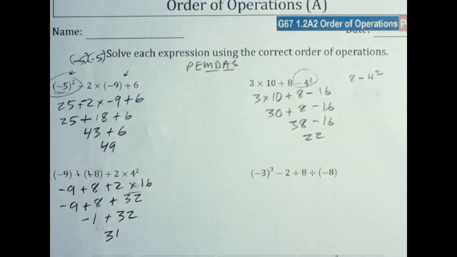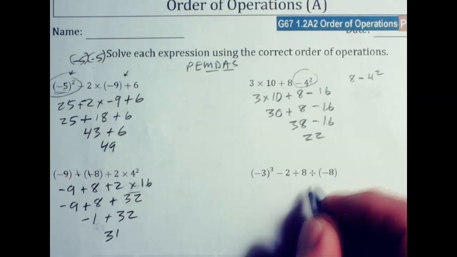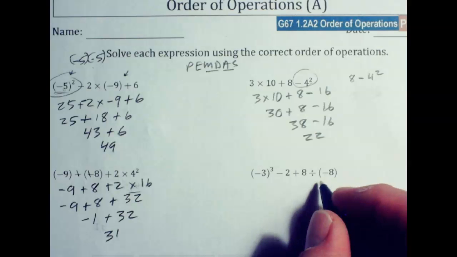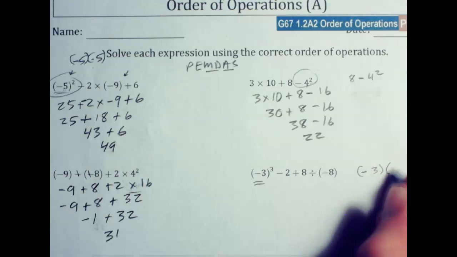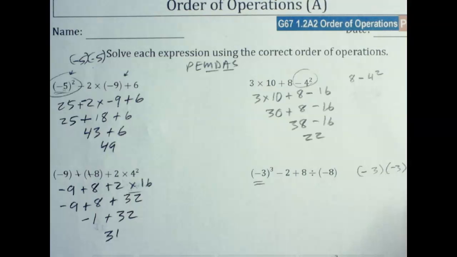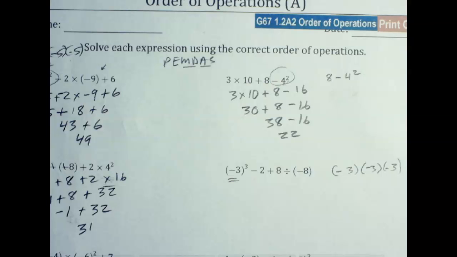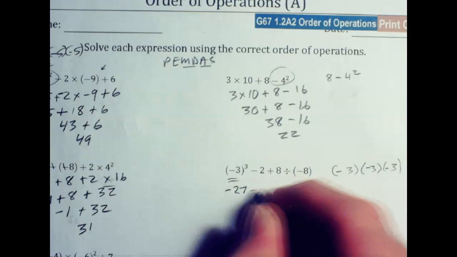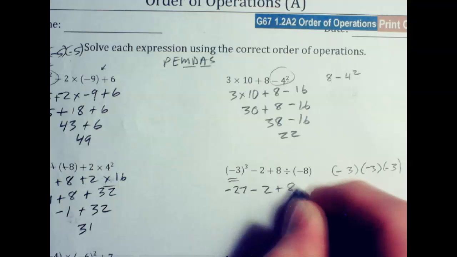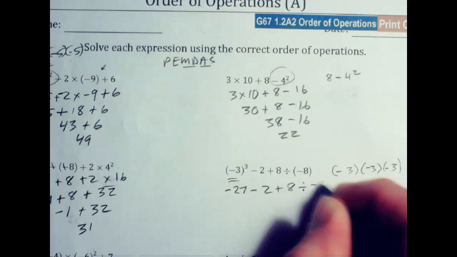All right, next one here. Ooh. Well, this is new. So what does it really mean? Well, it's outside the bracket, so it's a -3 times a -3 times a -3. Slide that over so you can see. So that's really 27, and it's negative because there's 3 negatives in it. So it's a -27 minus 2 plus 8 divided by -8.